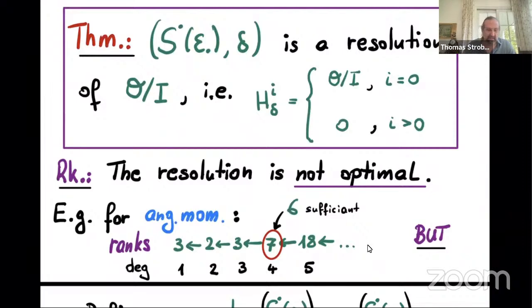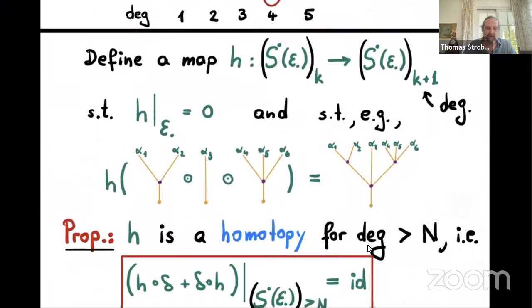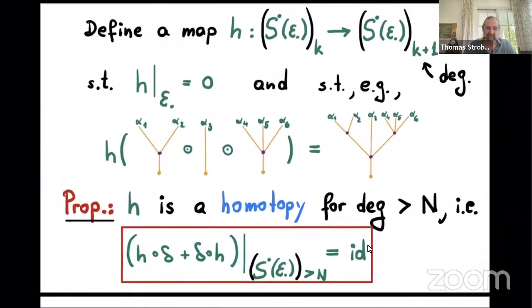But it has a big advantage, which I mentioned already before. It has a homotopy. This homotopy is very easy to define. So it's a degree plus one map on these forests. And actually on a single tree, it's zero. And if I have several trees, I just put them into one tree. So that's all. This is this H. And so, for example, by this definition, it's very clear that H squares to zero. But this is not so important in this context.